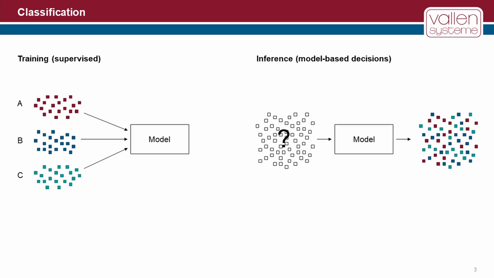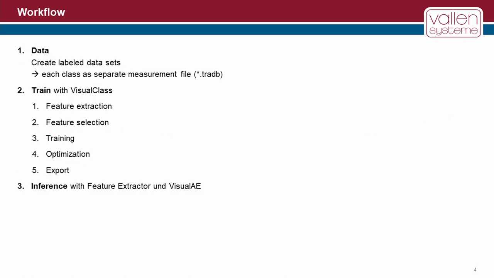As shown on the left, sufficiently labeled data must exist for each class with which the model is trained. Then, as shown on the right, the model can be applied to new, unknown data to assign each signal to the previously defined classes. The starting point in machine learning is the data. That's the first step. For a classification, a sufficient number of samples must be available for each class.